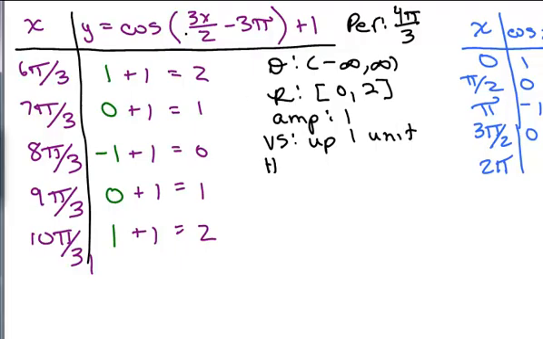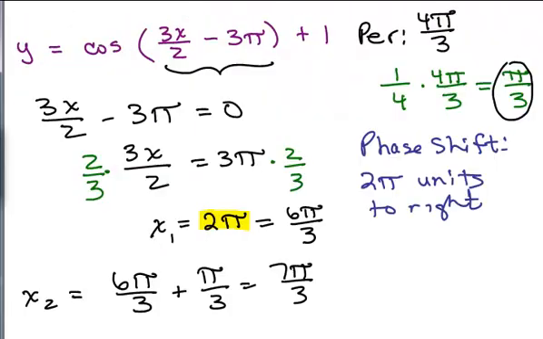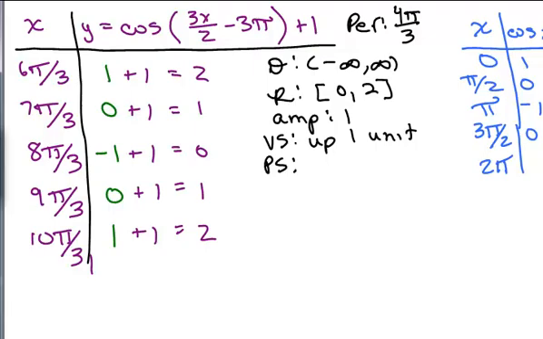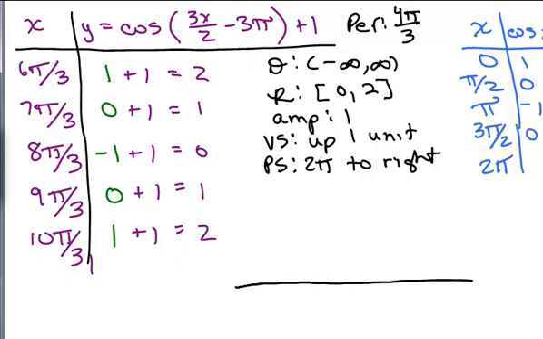And the phase shift, I'm going to put PS for phase shift. Running out of room here. Let's see, what was the phase shift? Let's go back over here. So the phase shift, remember, was 2 pi units to the right. 2 pi to the right. All right, so now if you want to graph it, we're going in between 0 and 2. So I'm going to do my x-axis kind of low, and my y-axis way over here to the left. And I need to get at least to 10 pi over 3.